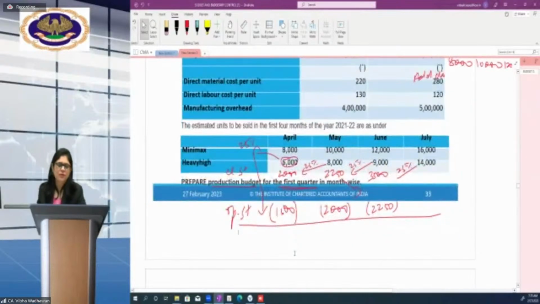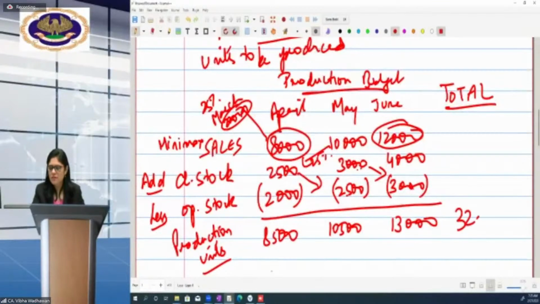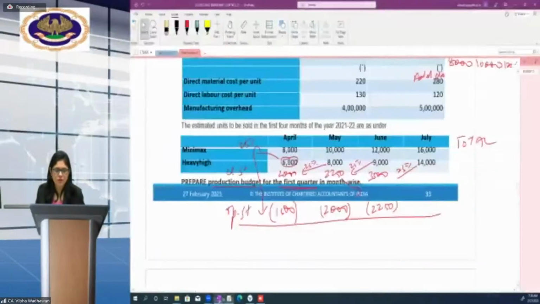Can I have the production units for the second product, please? The total production units and the total also. I need the total also. So for the total of mini-max and heavy high, how much is the total production units? Has anybody done the total production units? Let me also calculate. Total production units: 32,000 is the total for mini-max. Calculate the similar total production for heavy high also.